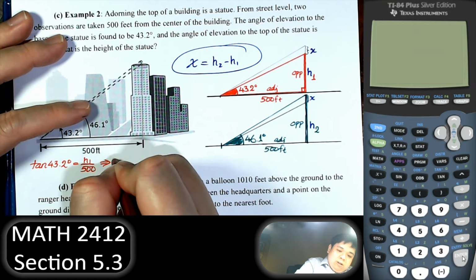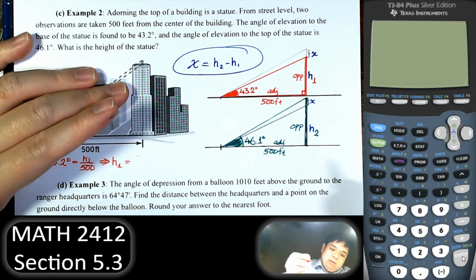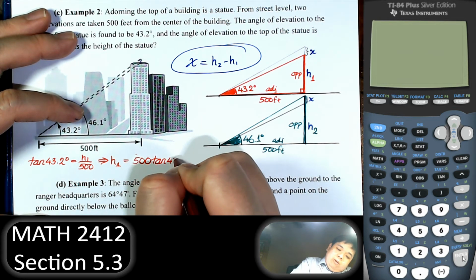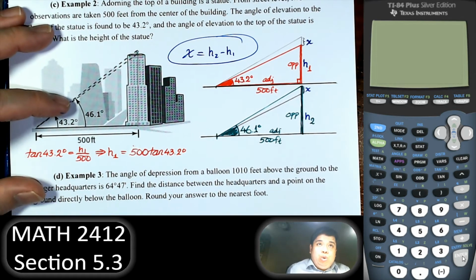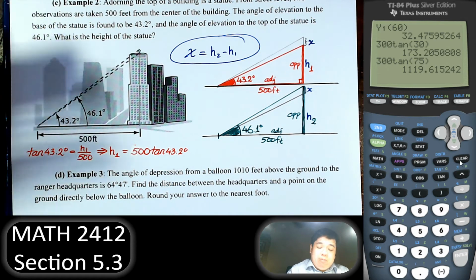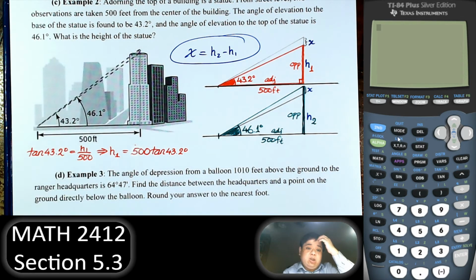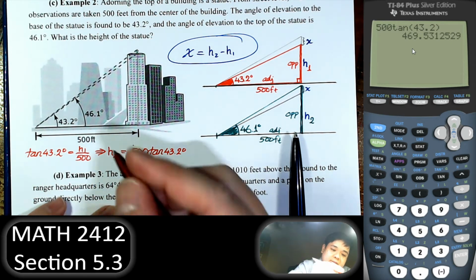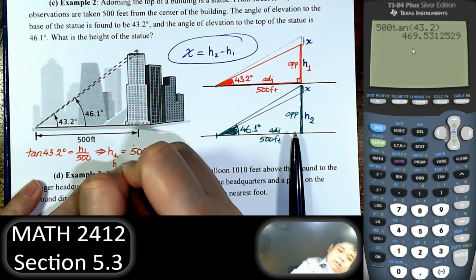And cross multiply, we have h1 equal to 500 times tangent of 43.2 degrees. Yeah, it just happens we use tangent a lot in here because we have opposite and adjacent. If the problem has to do with hypotenuse, then we bring in sine, cosine. But since we only have opposite and adjacent, we use tangent. So 500 tangent of 43.2. So that is 469. That is h1.